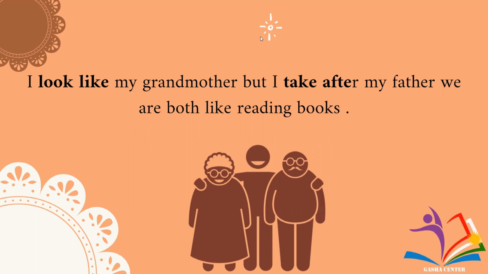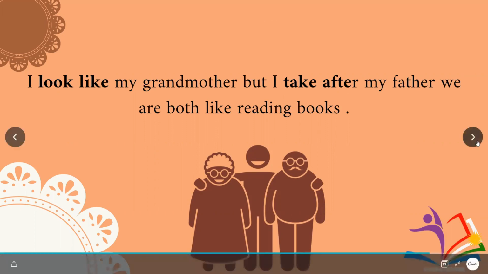So that's right. I look like my grandmother means the shape of your body, your face, exactly looks like your or his grandmother. She or he, I don't know. Maybe his grandmother. But he takes after means the personality, his character is exactly like his father. They are like reading books. This sentence means the person exactly imitates his father's behavior. Okay, he's doing the same as his father does, sorry.